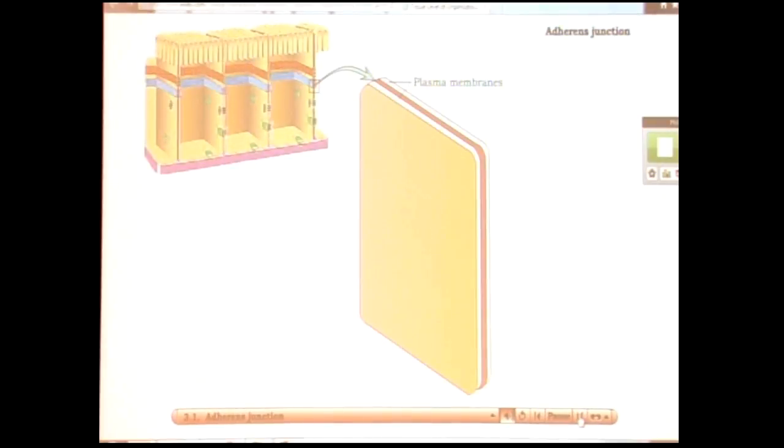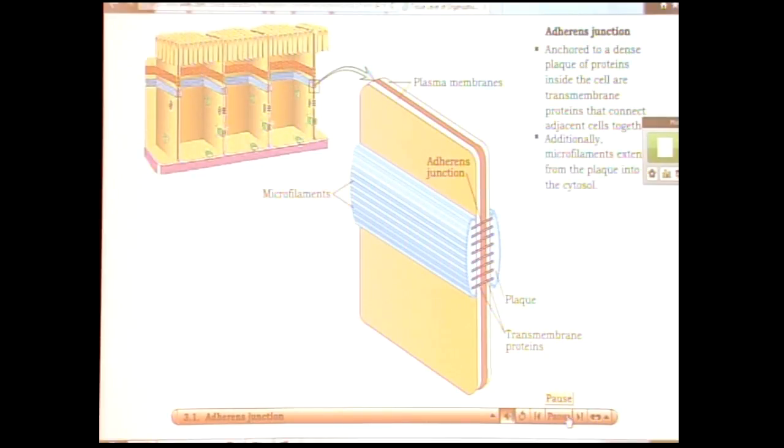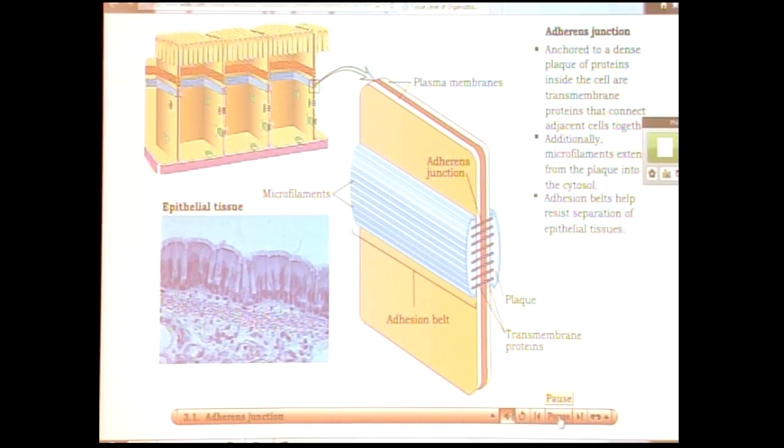All right, next up. Adherens junctions are created when transmembrane proteins, anchored to a dense plaque of proteins inside the cell, connect the adjacent cell membranes together. Additionally, microfilaments extend from the plaque into the cytosol of each cell. The dense adhesion belts help resist separation of epithelial tissues. So this is what you'd have between those cells of the skin to keep them connected together. So this is your adherens junctions.